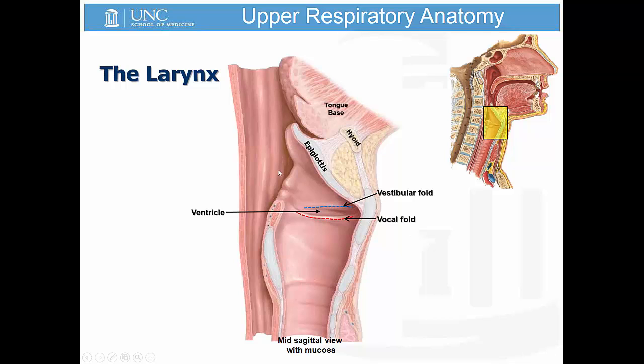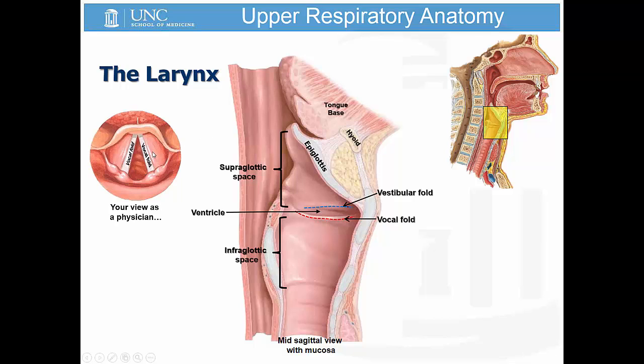Clinicians often describe areas above the vestibular fold as the supraglottic space, and this area of the larynx below the true vocal cord, or vocal fold, as the infraglottic space. Supraglottic, ventricle, and infraglottic space. As a clinician, you won't view the larynx like this. You'll use a mirror and look at the larynx like this. Looking down through, one can appreciate epiglottis and the true vocal cords, or the vocal folds, and the vestibular folds, located superiorly, or the false vocal cords.